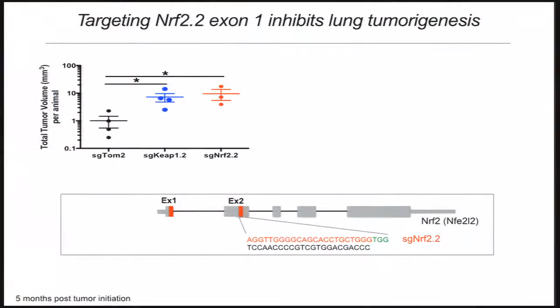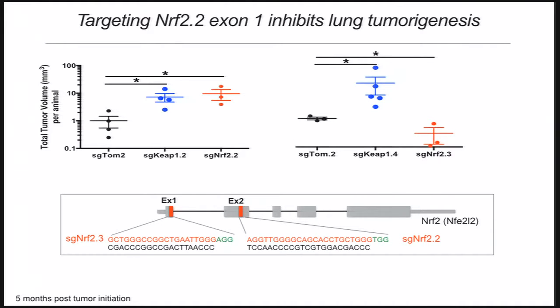Now, if that's true, then perhaps if we deny the cell the ability to make that particular mutation, we would observe the expected effect. And so in contrast to targeting exon 2, as I showed you before, we can also target exon 1. And in this case, eliminate the possibility of creating such a deletion allele. And when we do that, in fact, the animals develop fewer tumors. So the system can also be used to probe genes whose function is required for tumor development.